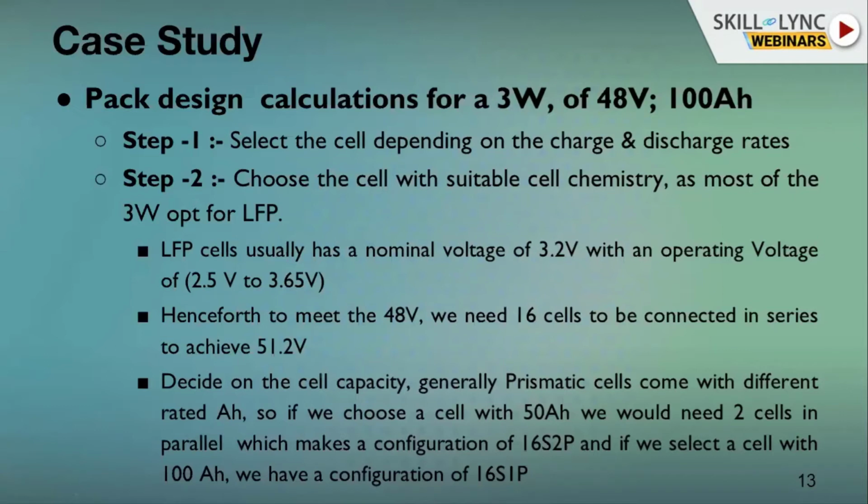The number of cells you connect more in parallel is usually called 2P, 3P or 4P. Series is when you connect the cells in series, that's called 16S or 17S or 18S. So that is what S and P are. S is series, P is parallel.